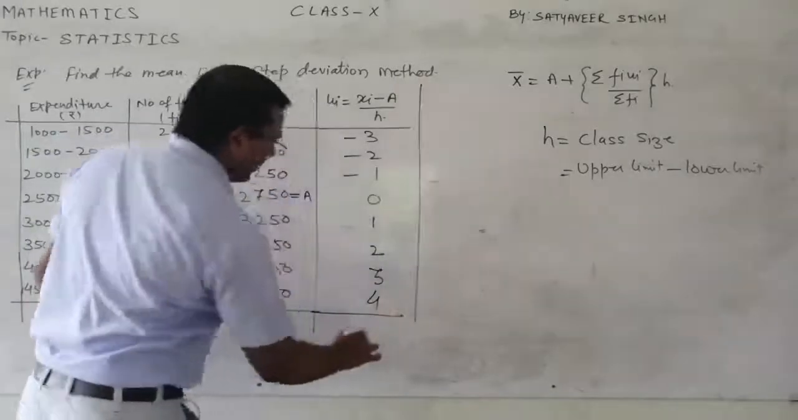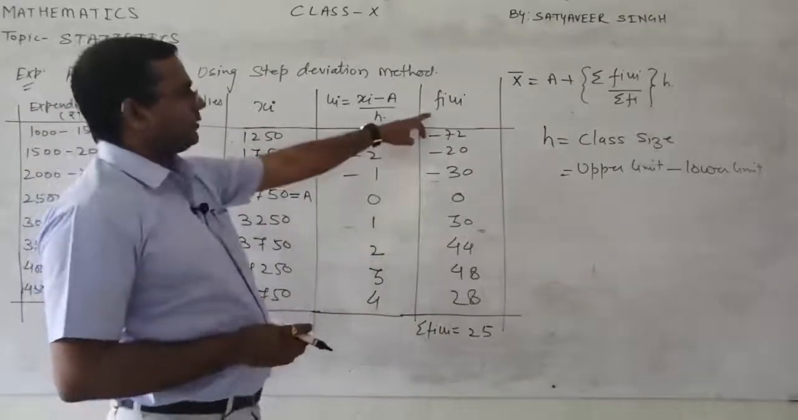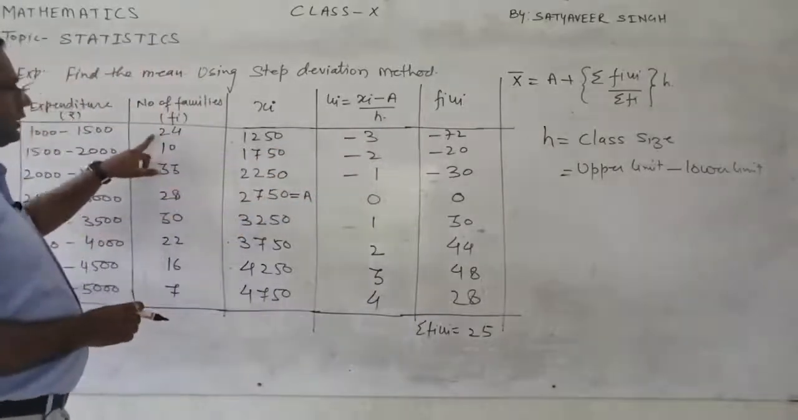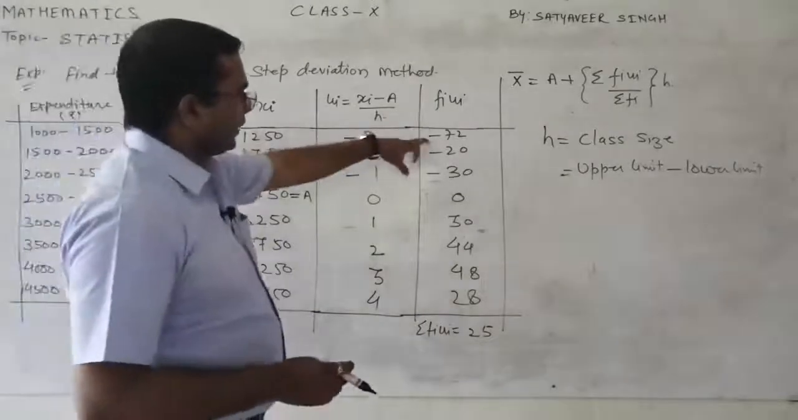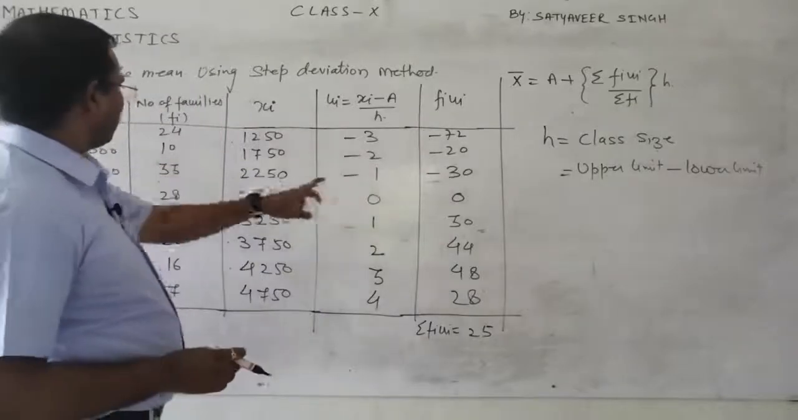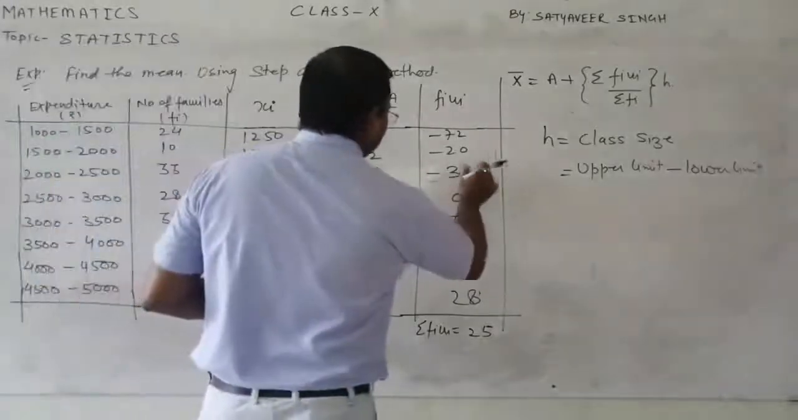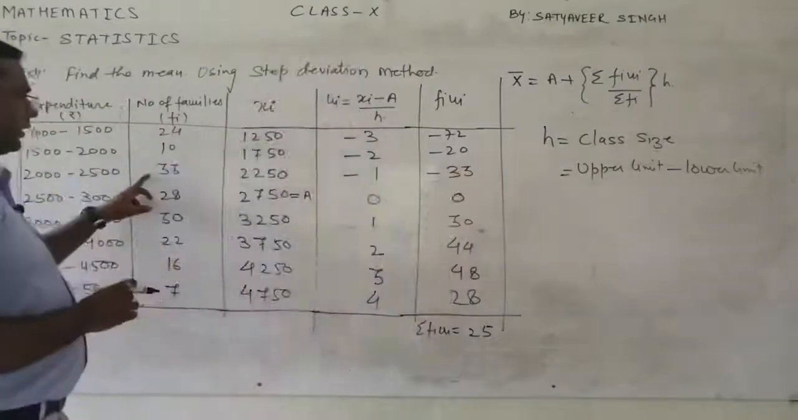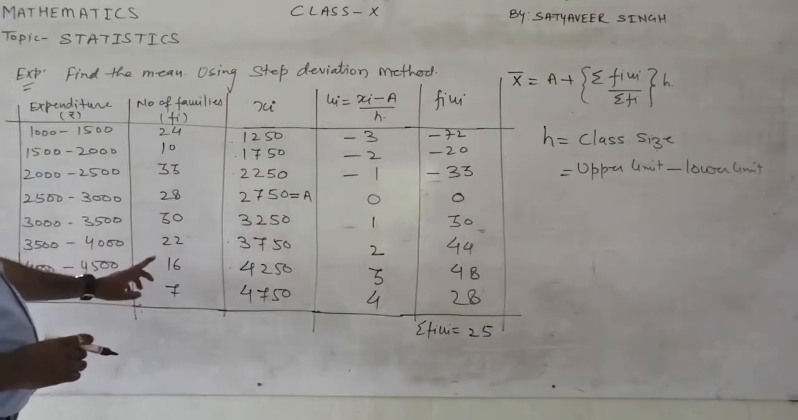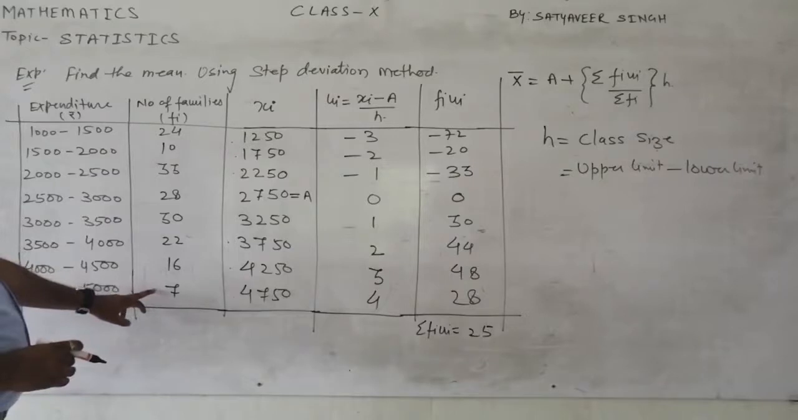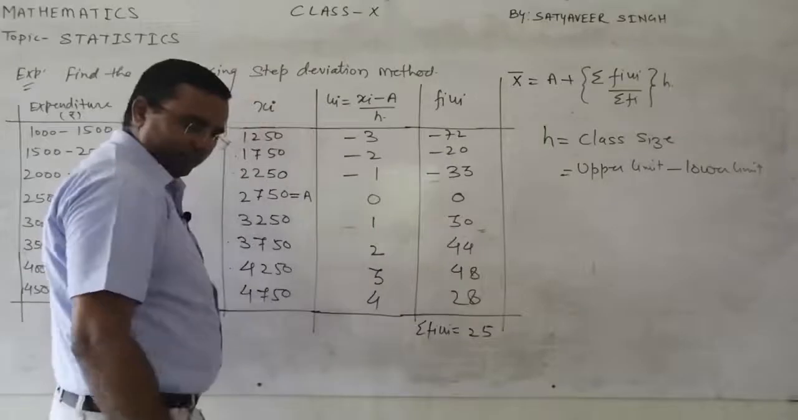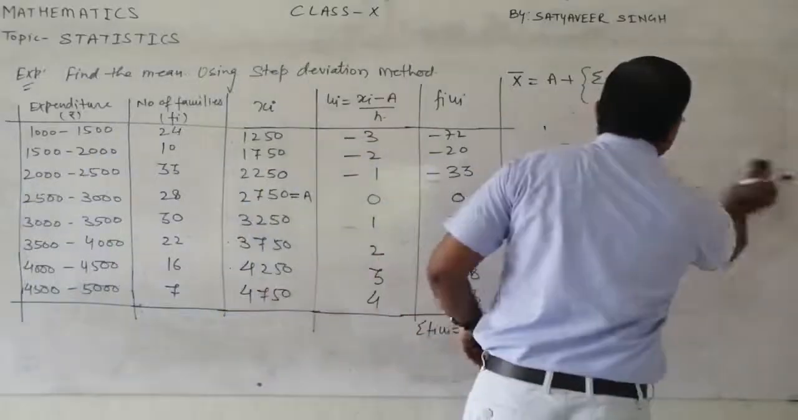Now you will have to calculate summation Fi ui, so you will multiply ui into Fi. You will be getting these values: minus 72, minus 20, this one is 33 into minus 1, and then further 30, 44, 48 and 28. You will solve them and get the value equal to 25. And now we will have to put this value in the formula.